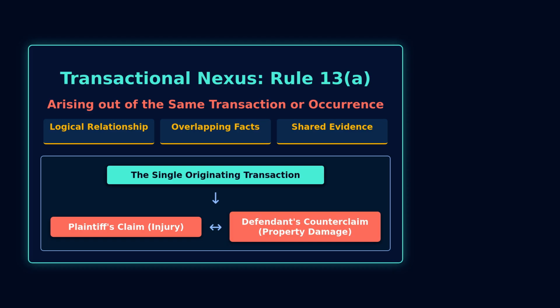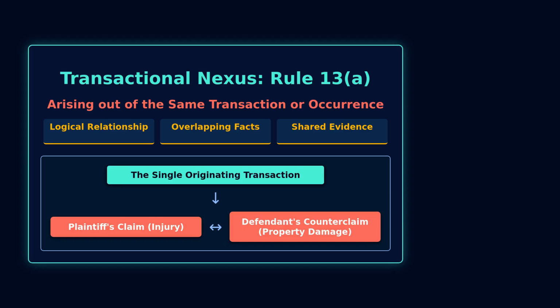Consider a concrete example. Suppose plaintiff sues defendant for personal injuries arising from a car accident. Defendant, who suffered property damage in that exact same collision, must assert a counterclaim for the cost of repairing their vehicle. Both the plaintiff's negligence claim and the defendant's property damage counterclaim stem directly from that single originating event, the car accident.